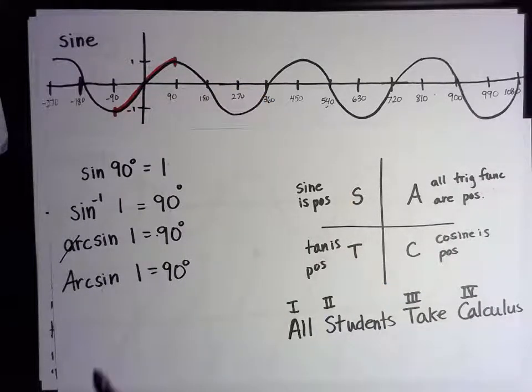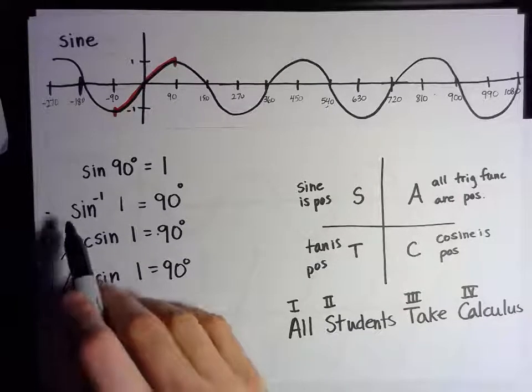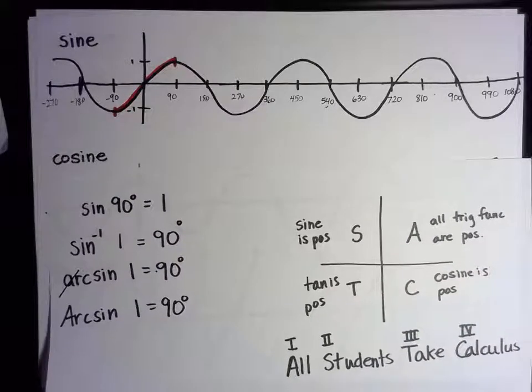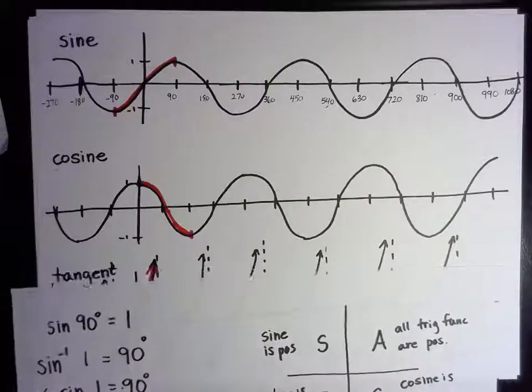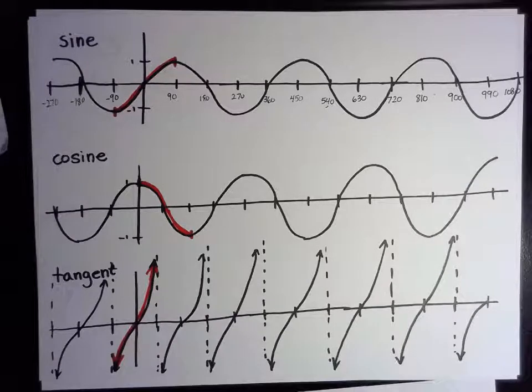Now your calculator has just regular sine and arc sine. They don't have uppercase letters, but the book uses it that way just to highlight the fact that we're only looking at a portion of the sine curve, a portion of the cosine curve, and a portion of the tangent graph.